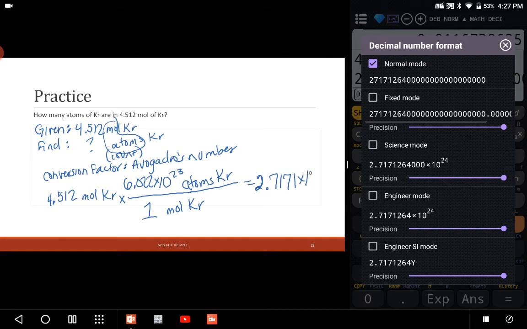So that's 2.7171 times 10 to the 24th power atoms of krypton. This has 1, 2, 3, 4 sig figs, and so I need 1, 2, 3, 4 sig figs. And so I would report my answer as 2.717 times 10 to the 24th power atoms of krypton.